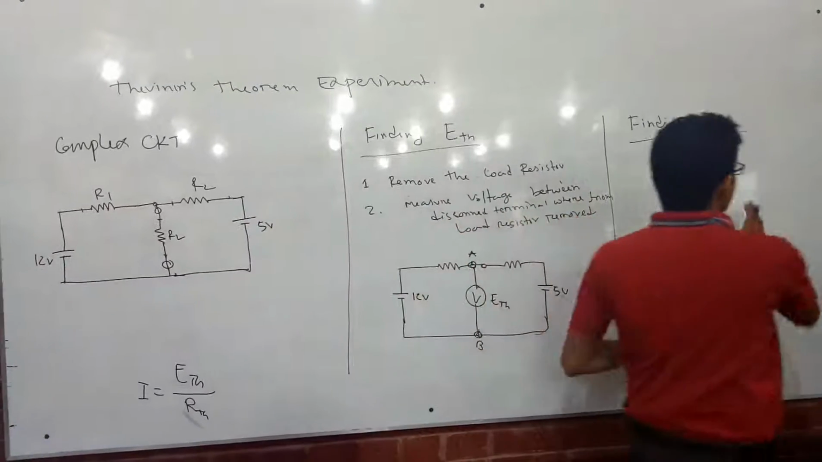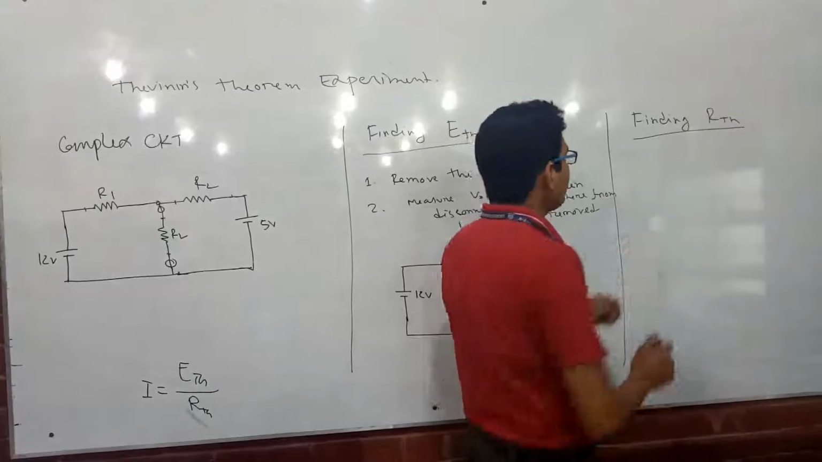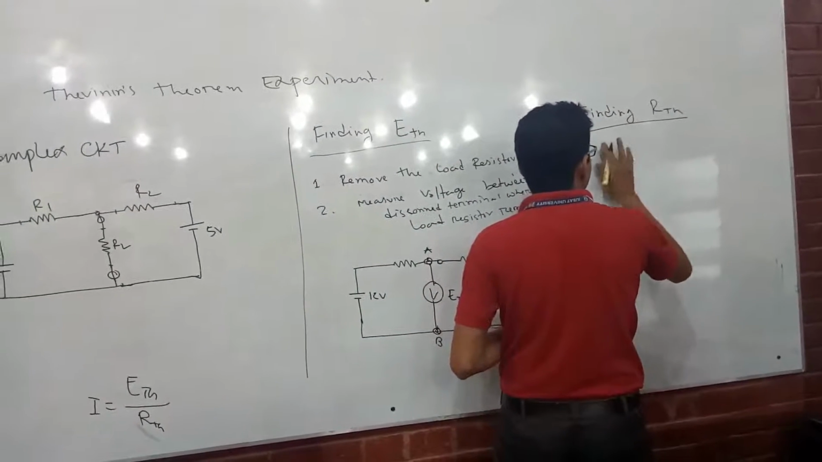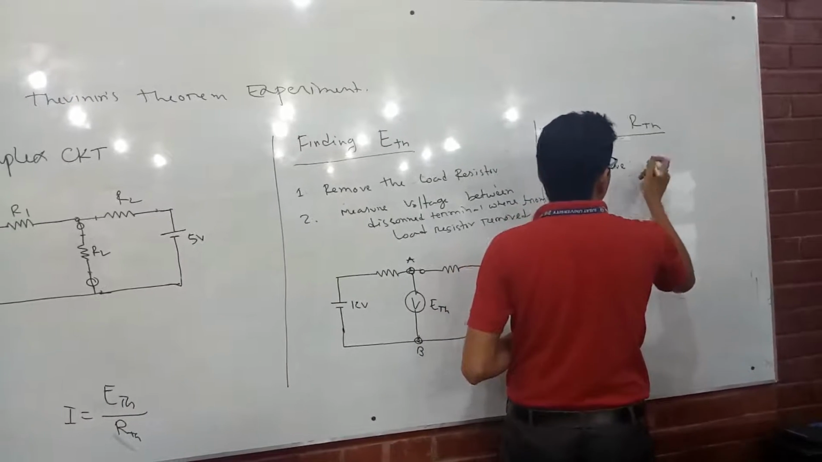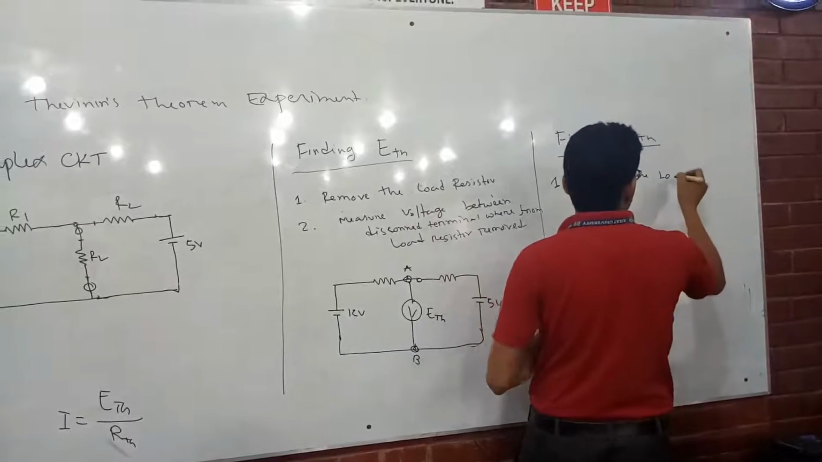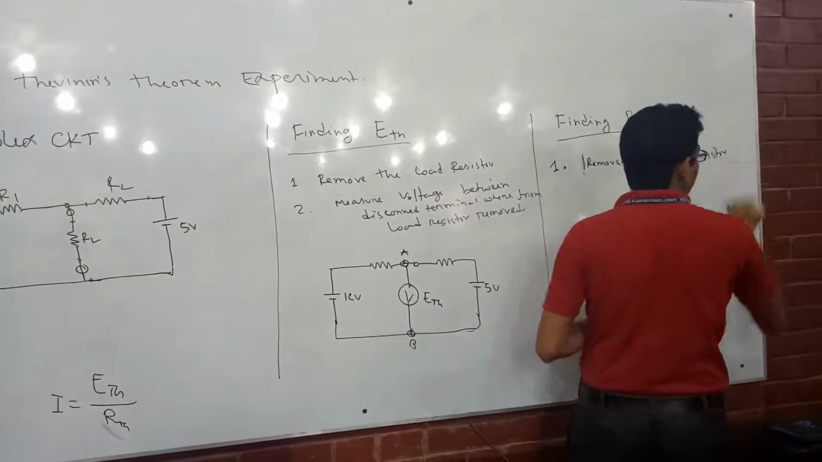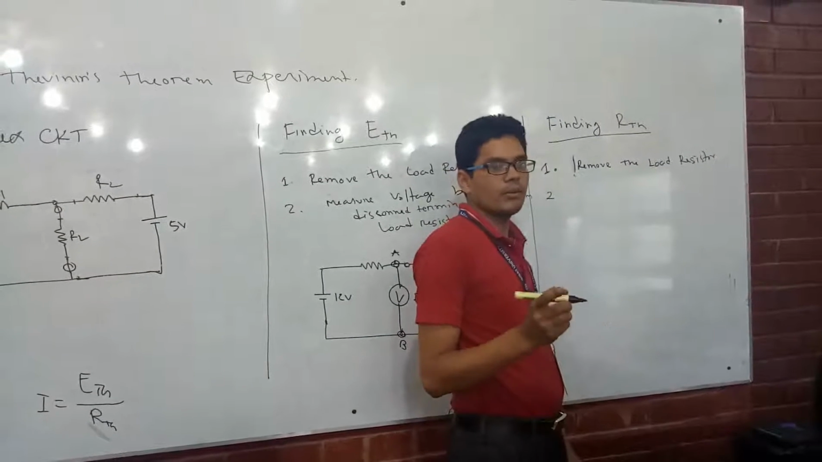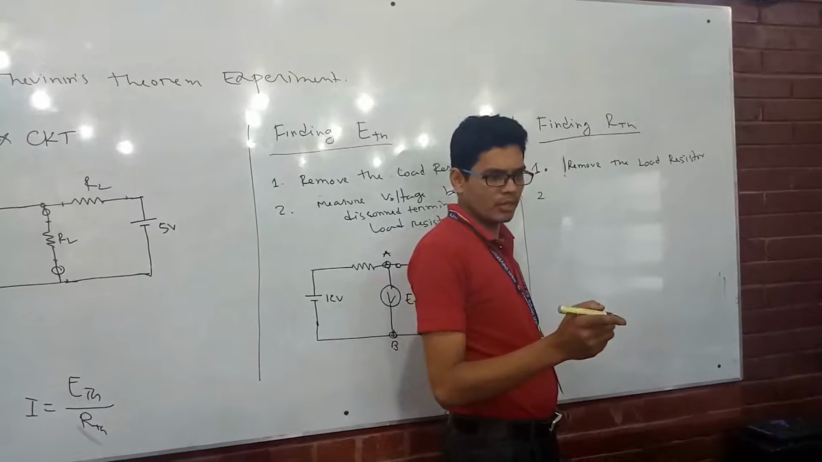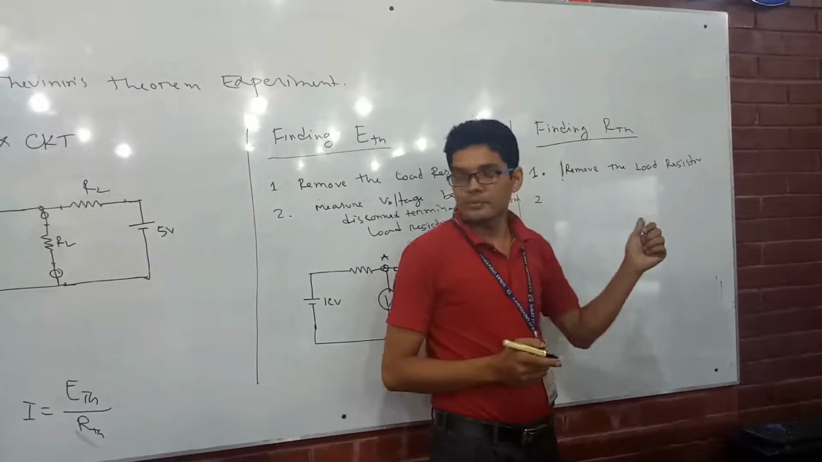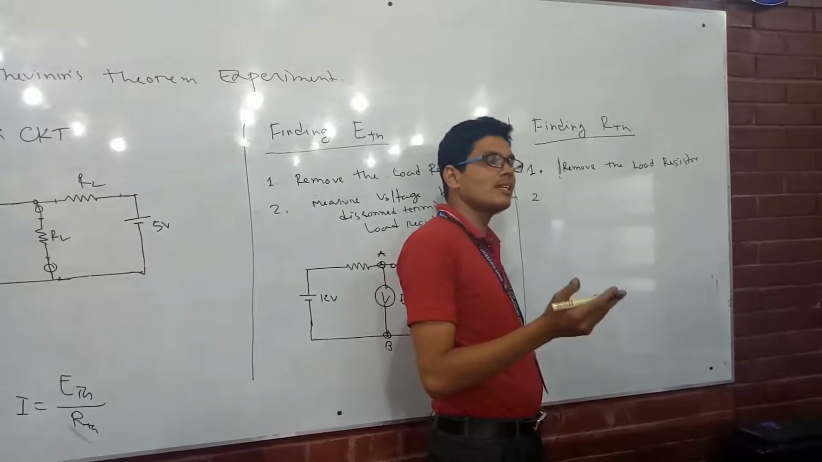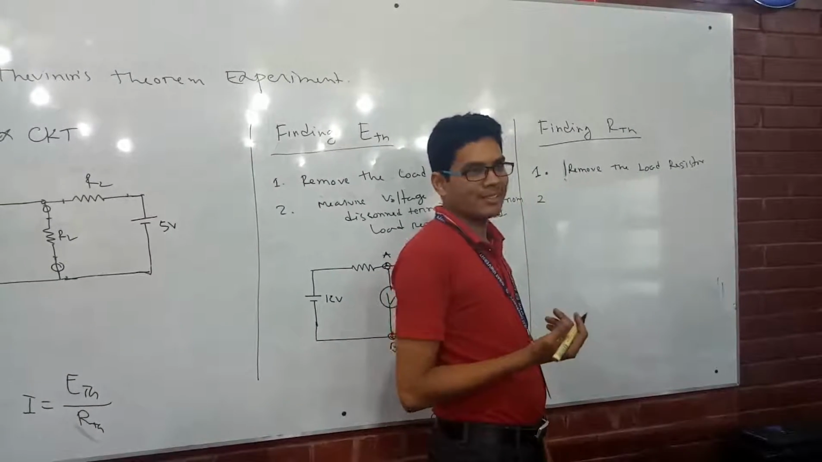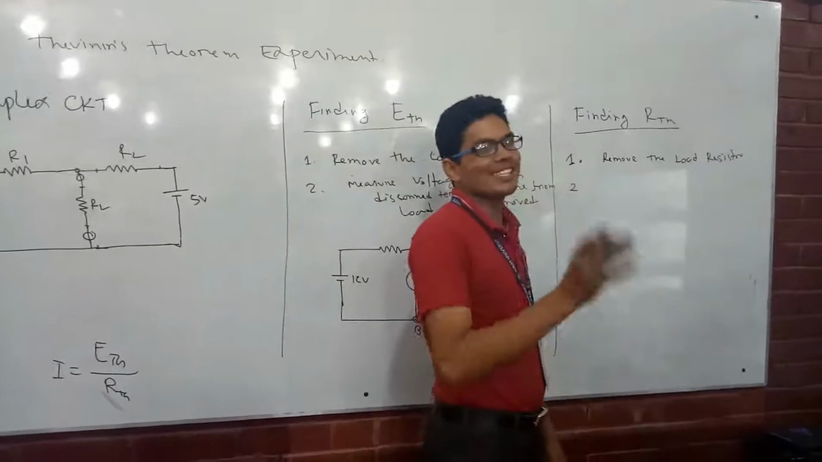Next one is finding RTh. First thing: remove the load resistor. That is the first job. So in both places you have to remove the load resistor. And next to that is, can you tell what is next? Finding the resistance across the terminals. You can easily tell what is next. Very easy, right? She cannot even tell what is next.